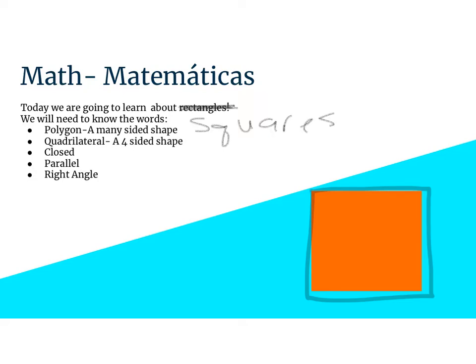Parallel, remember parallel means the lines run next to one another, equal distance, and never ever cross. So if I'm looking here in this square, I can see a set of parallel lines right here. These 2 lines would run next to each other forever and never cross. And then a right angle, if we're remembering that, those are those L-shaped corners, and I can see those very easily here with this square.